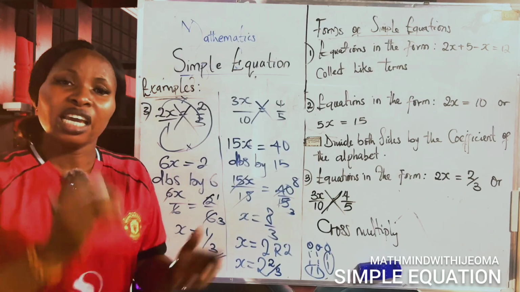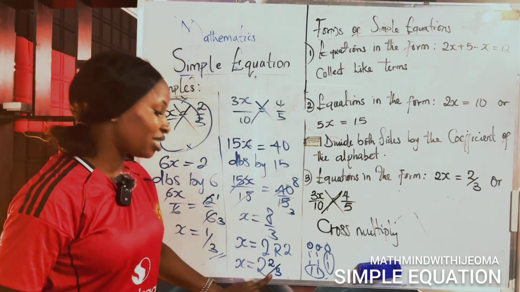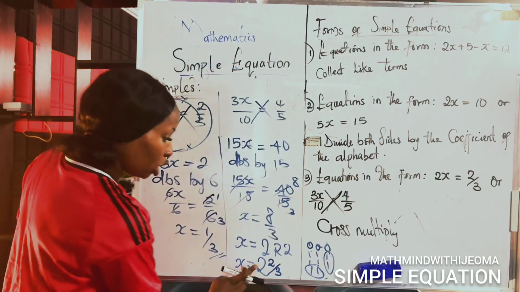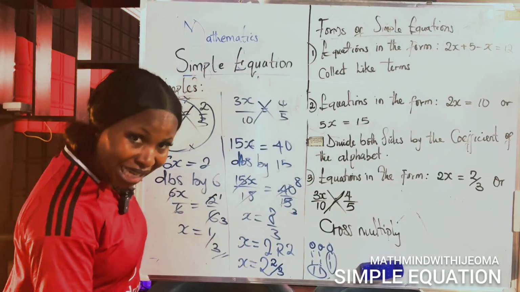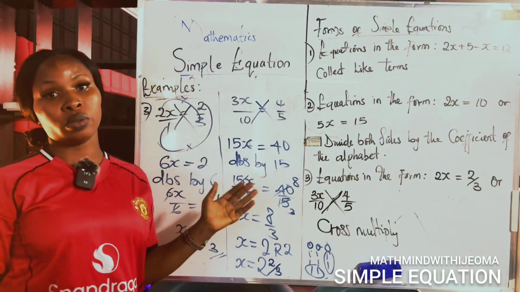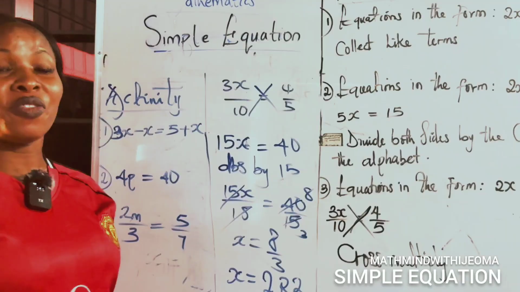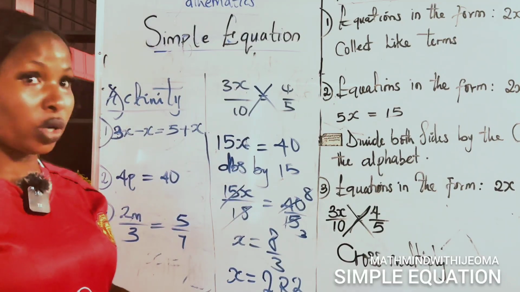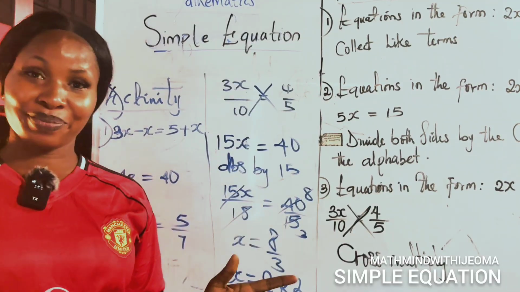In the sense that if you want to change this mixed number to an improper fraction, you just go straight. 2 times 3, 6, plus 2, 8 over the divisor, 3. So the final answer for x is 2 whole number, 2 over 3.